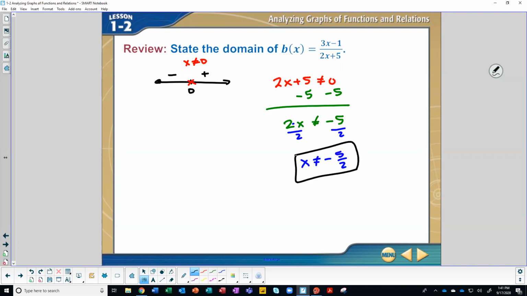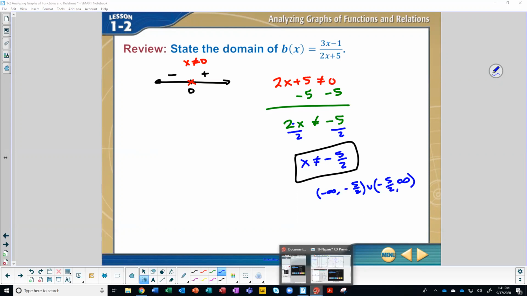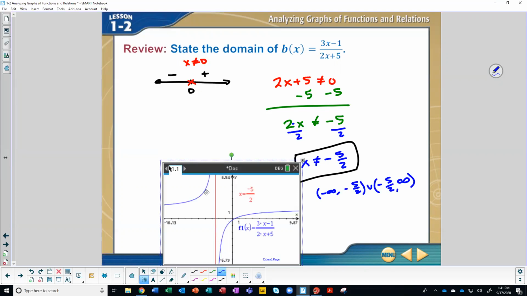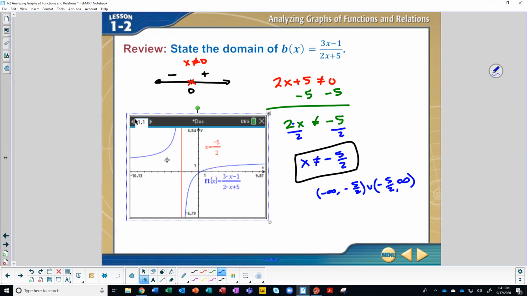Now that's written in inequality form. In interval form, it would look a little different. It's just saying every value but negative 5 halves, so it would look like this: from negative infinity to negative 5 halves, union negative 5 halves to infinity. That's the longer way of writing it. And here's the picture of that. The graph exists on the left, it exists on the right. The one place it doesn't hit, I added a red line to show you, is when x is negative 5 halves. That's the one place this graph does not exist.